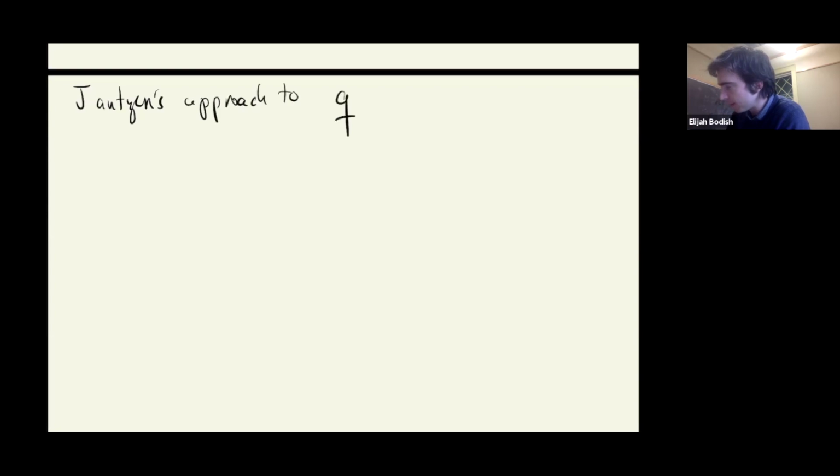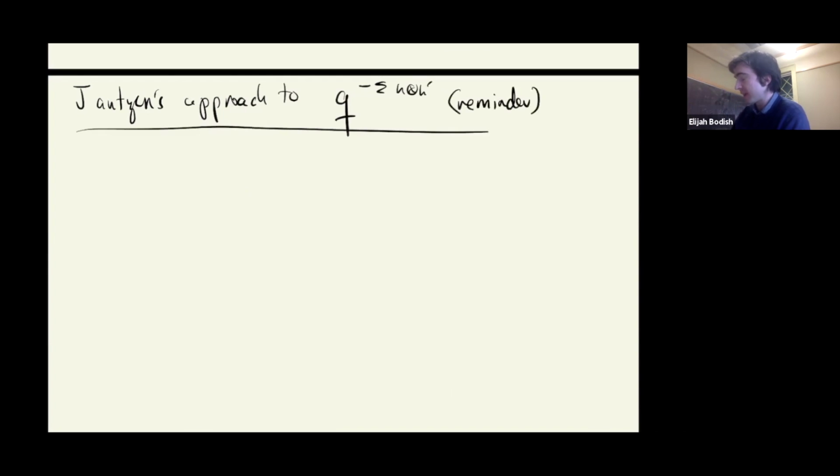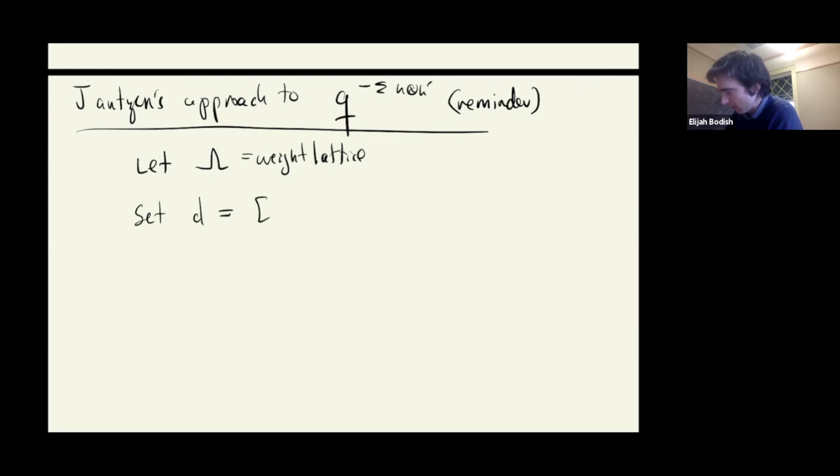Let me now give the reminder of Jantzen's approach to q to the... I think you guys were right that this should be mine. So, reminder. I mentioned how he fixed this in the case of SL2. So in general, you have this weight lattice, and you just set D equal to the index of the root lattice in the weight lattice. So you can see why we had a square root for the SL2 case.